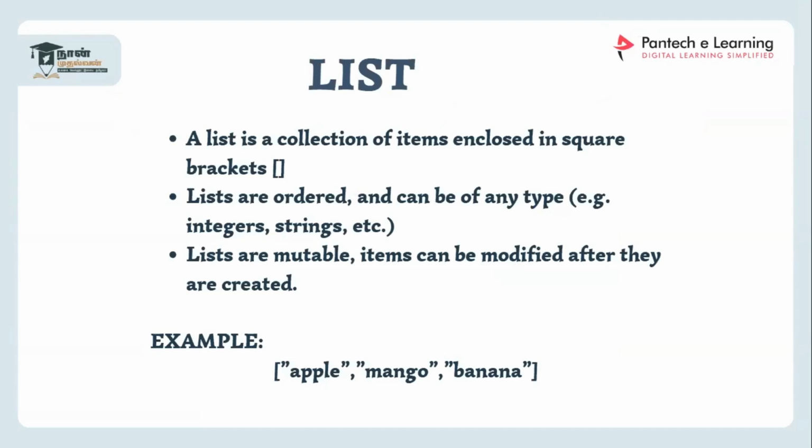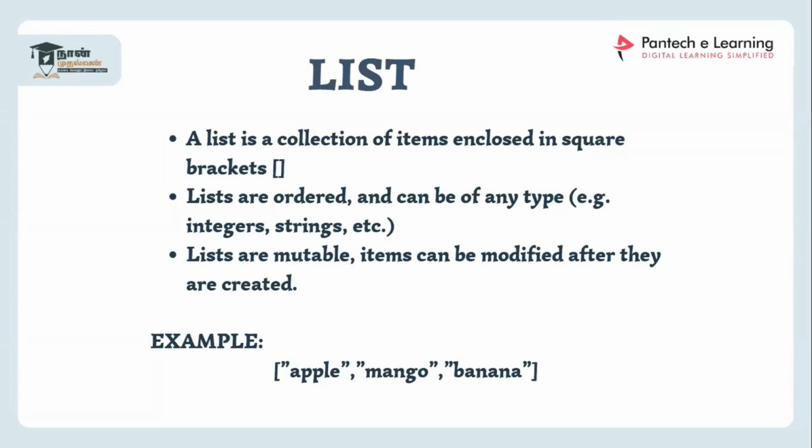Starting with data types, there are four major data types: list, tuple, set, and also dictionary. These four kinds of data types are mostly related, but some differences will be there among them. First, we will see the list.